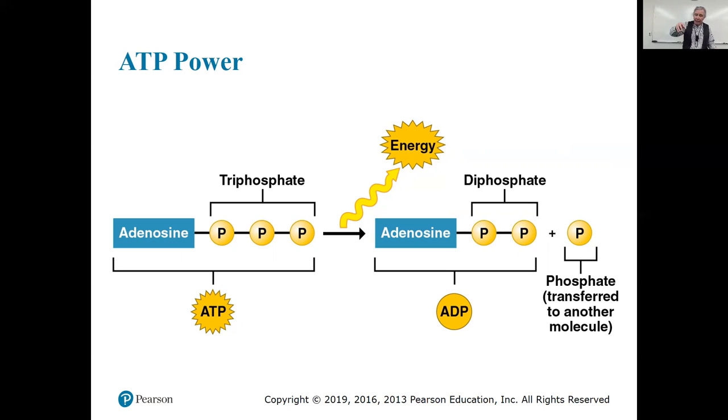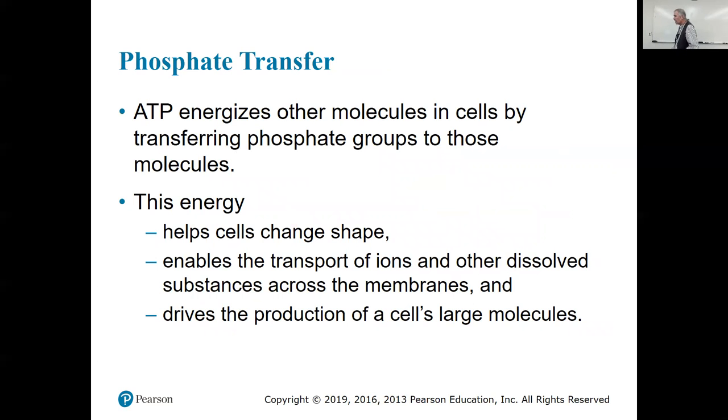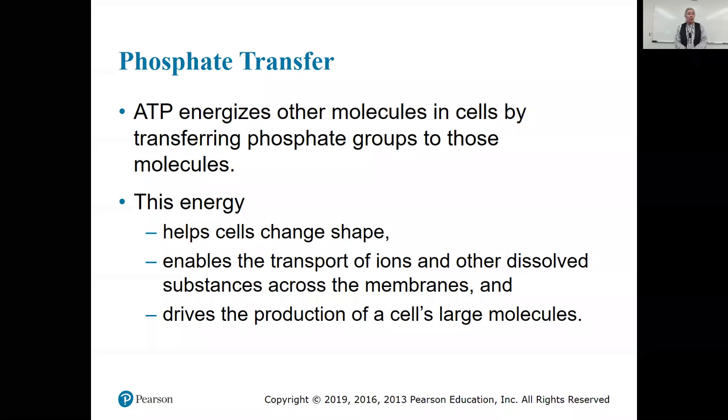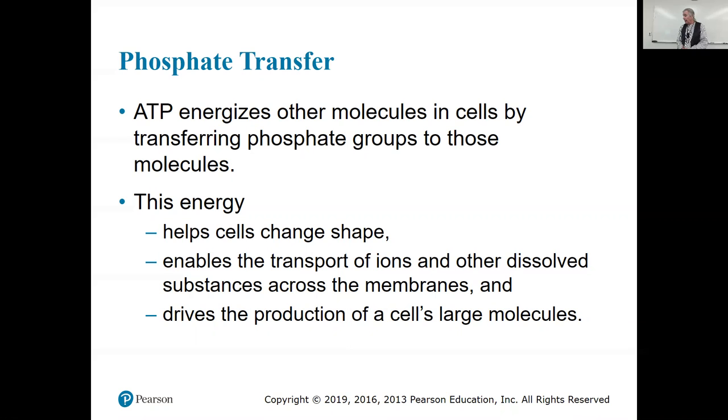So ATP breaks down to ADP and P out, it's called P sub I, a phosphate group, and that releases energy. So ATP energizes other molecules in cells by transferring phosphate groups to those molecules. This energy helps cells maintain shape, enables the transport of ions and other dissolved substances across the membrane, drives the production of a cell's large molecules. So we're getting into work now.